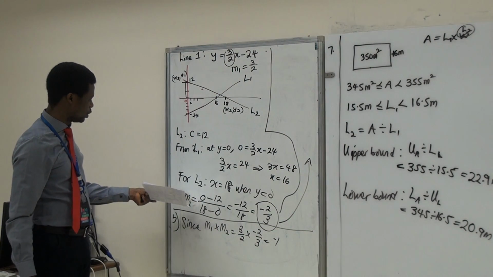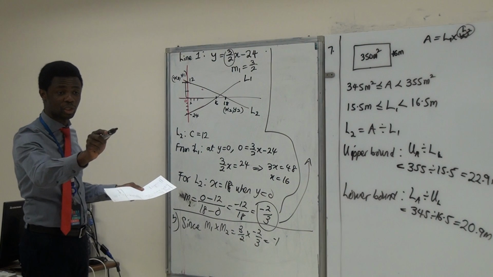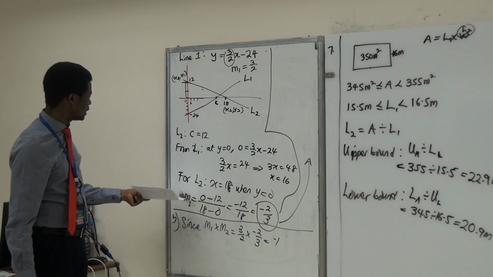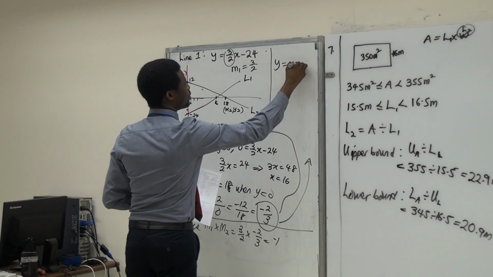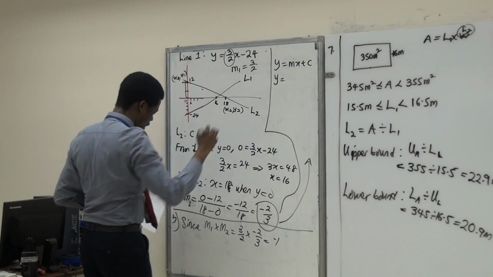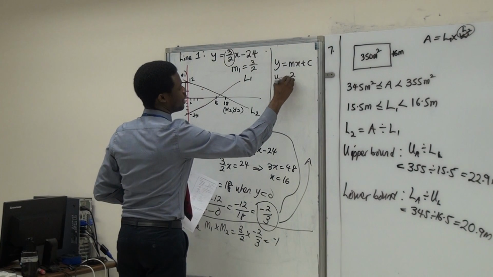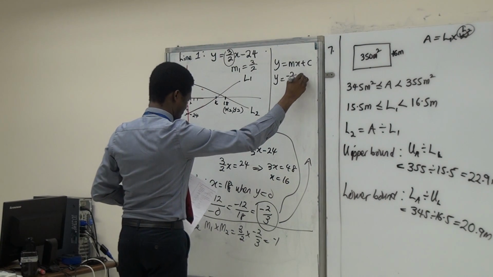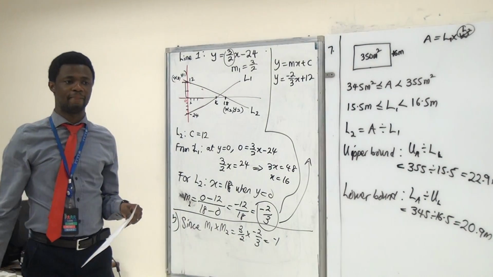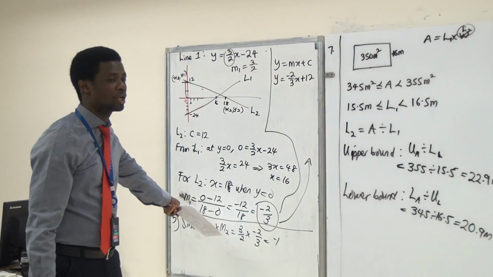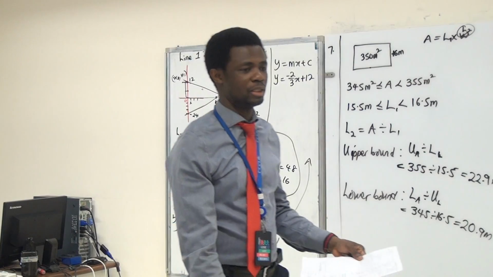is asking for the gradient of L2. Now that we know the gradient and we know the intercept, what is the equation? Y equals mx plus c becomes y equals what? Negative 2 over 3x plus 12. Okay? Then the second part is this, because you can pick out the equation, the gradient.